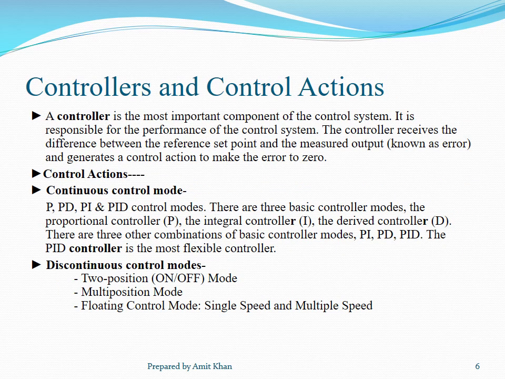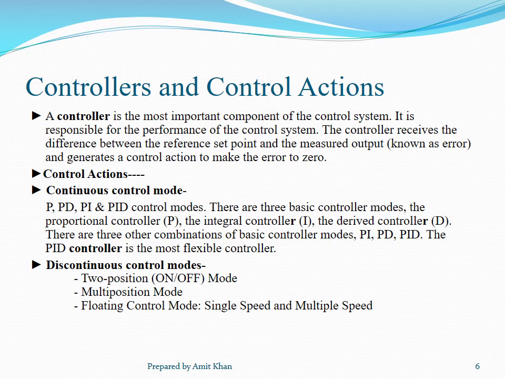Next comes controllers and control actions. A controller is the most important component of the control system. It is responsible for the performance of the control system. The controller receives the difference between the reference set point and the measured output, which is also known as error, and generates a control action to make the error 0.